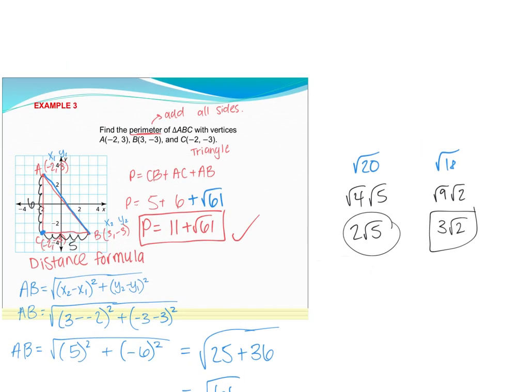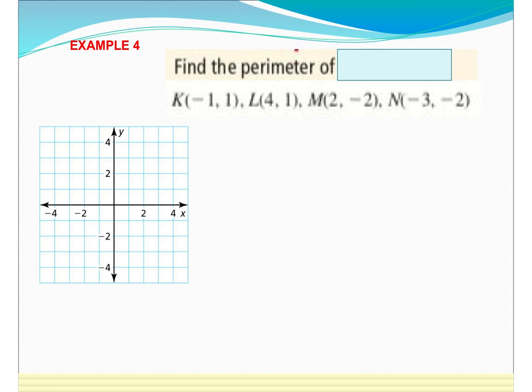Let's do another one. All right, find the perimeter of, we have a different figure now. What kind of figure is this going to be? Not necessarily a square, a quadrilateral. Thank you, Mario. Once we plot it, we can see whether it's a square. A square specifically has all congruent sides, right? We don't know that yet. We have to plot it. So plot the points. Go.